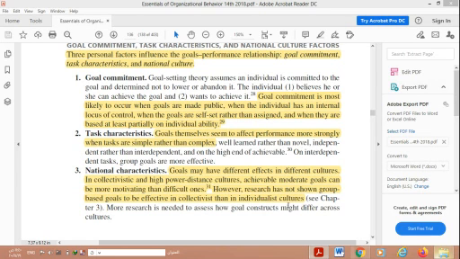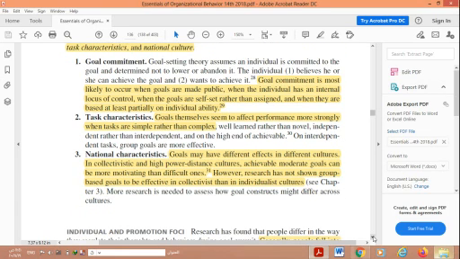Okay. The last factor is the national characteristics or something related to the culture. Goals may have different effects in different cultures. In collectivistic and high-power distance cultures, achievable moderate goals can be more motivating than difficult ones. Okay? However, research has not shown group-based goals to be more effective in collectivistic than in an individualistic culture. Okay, so the cultures also affect the relationship between goals and performance.